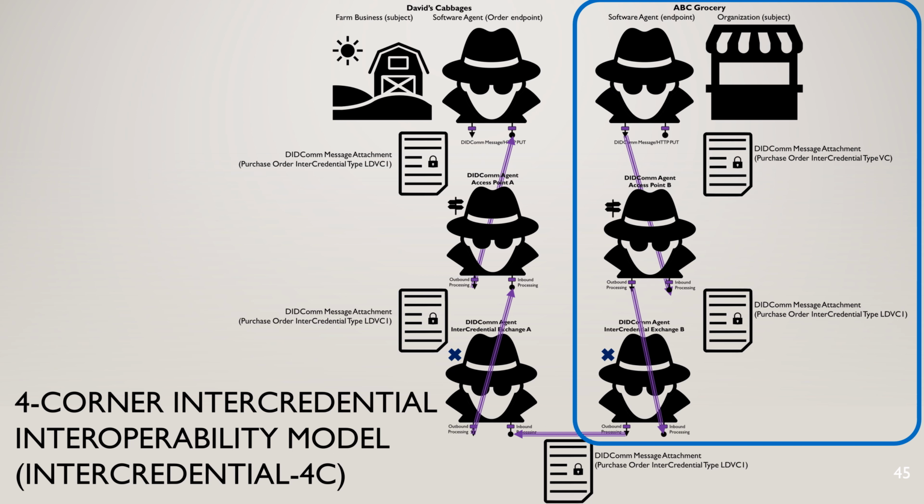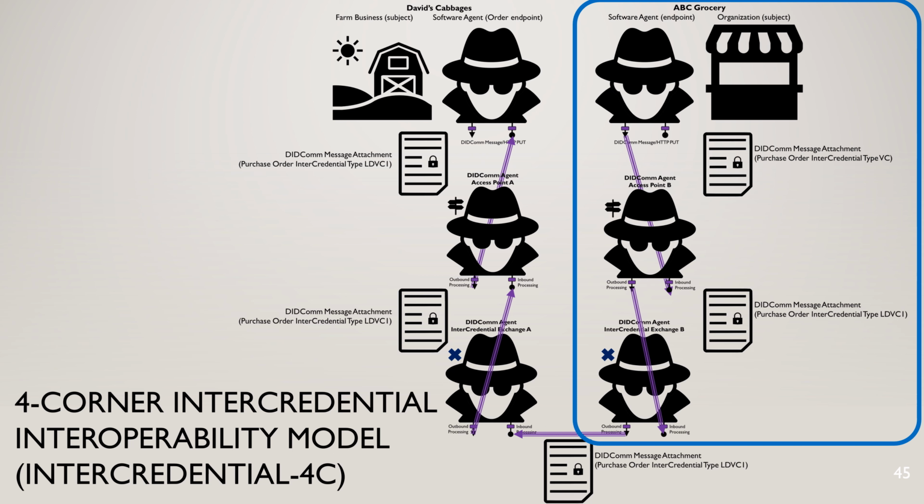Well, in the previous slide we saw the four-corner InterCredential interoperability model. And I wanted to highlight actually a little bit of a problem in that model. On the right-hand side, we can see the sender side of this message passing, where ABC Grocery is preparing a purchase order invoice. Natively, it's using InterCredential type VC, but David's Cabbages, through their agreement, wants to use LDVC1 InterCredential type.